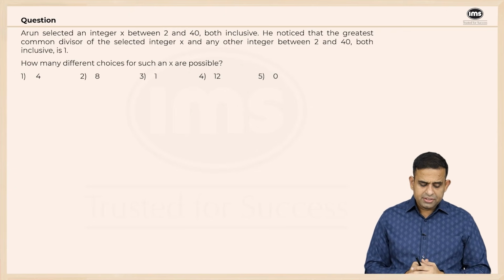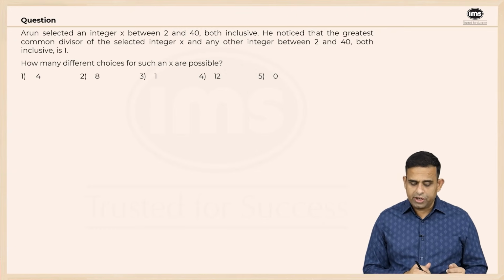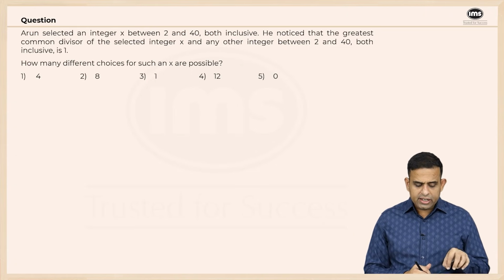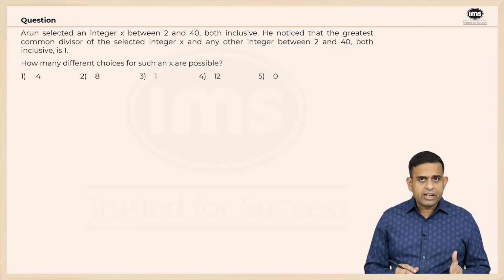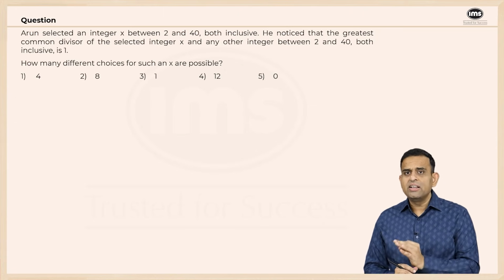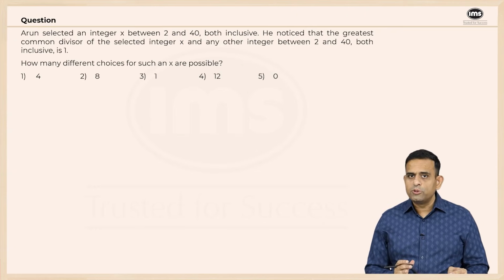Let's understand the sum first. Arun selected an integer x between 2 and 40, both inclusive. He noticed that the greatest common divisor, in other words HCF, of the selected integer x and any other integer between 2 and 40, both inclusive, is equal to 1.